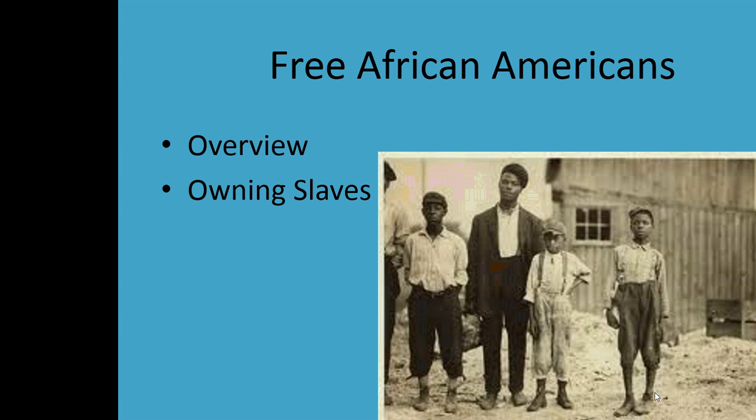So they often had to work jobs that no one else wanted. Most of them were not allowed to vote. Very few of them owned land. You see public segregation, so they're not really allowed to participate in the normal aspects of white society. And there's always that risk that they could be recaptured and resold into slavery.